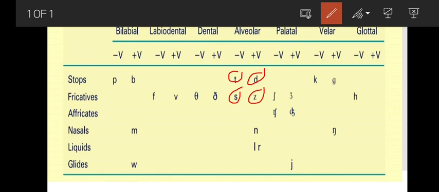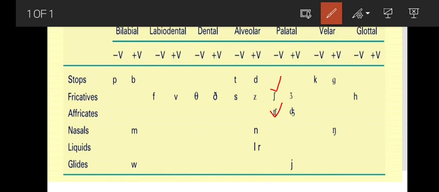Now let's talk about palatal sounds. Right behind the teeth ridge, there is the hard palate, which is also known as the roof of the mouth. When the blade of your tongue is moving towards the palate, you feel that this is a palatal sound, like sh, sh, ch, ch. Both of these sounds are voiceless.